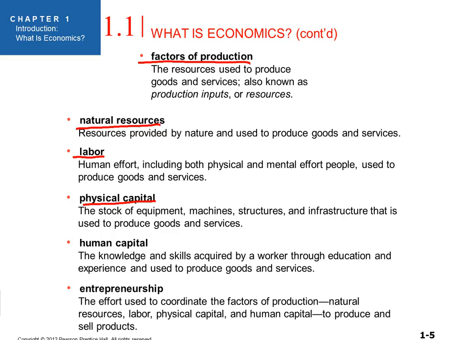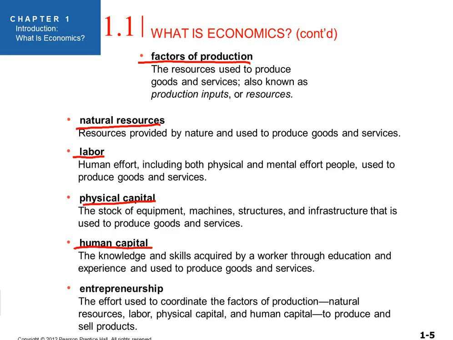Okay, the third factor of production is called physical capital, and that's the stock of equipment, machines, structures, and infrastructure that is used to produce goods and services. Anything like a truck or a machine or a computer or a desk, a building, a road, that's all considered physical capital.